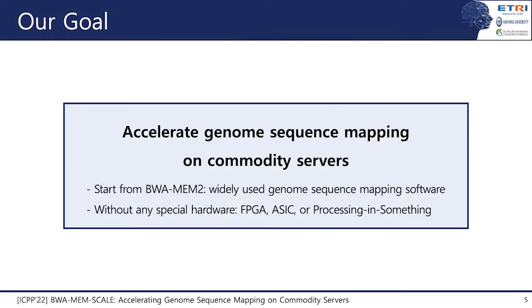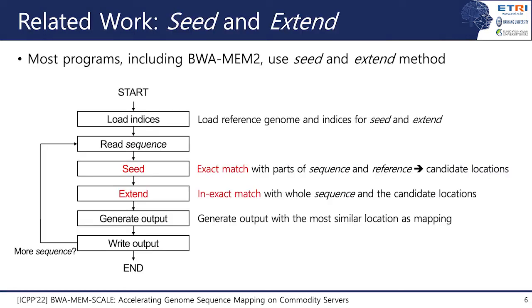Our goal is to accelerate genome sequence mapping on commodity servers. Our baseline is BWA-MEM-2, which was presented at IPDPS 2019 and is a widely used genome sequence mapping software. In addition, to run on commodity servers, we will not require any special hardware, FPGA, ASIC, processing in memory, processing in storage, or something like that. Before describing our research, I'll explain the related work.